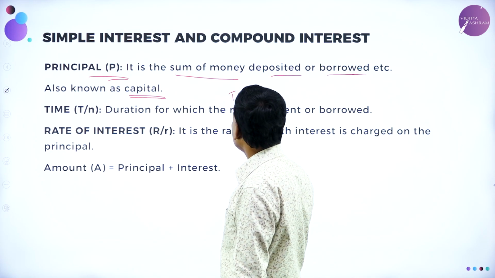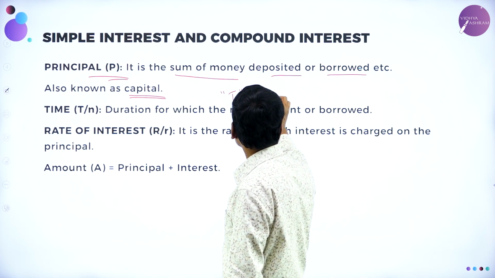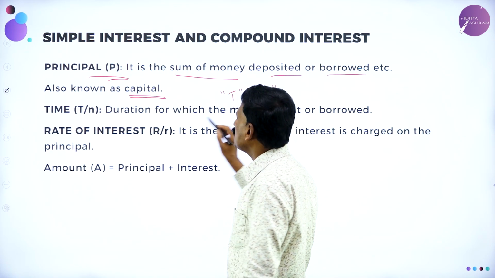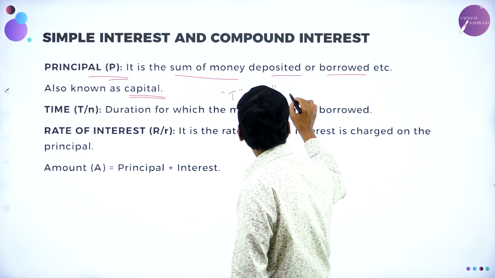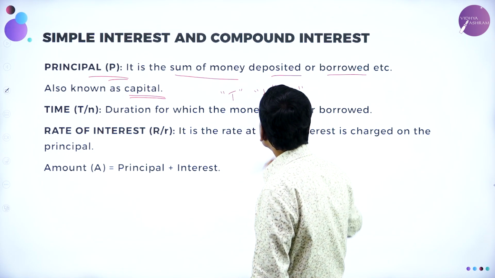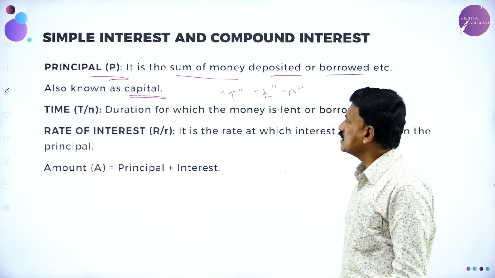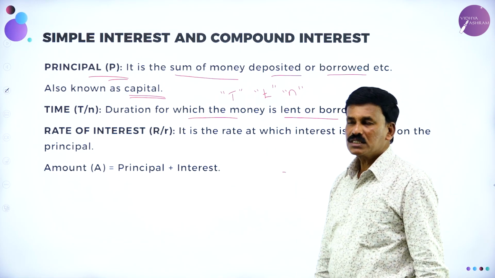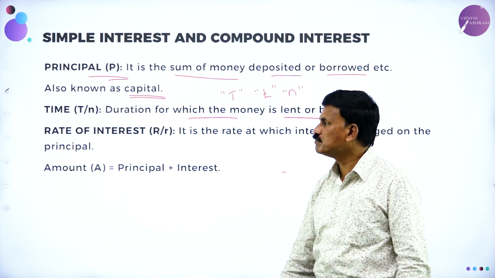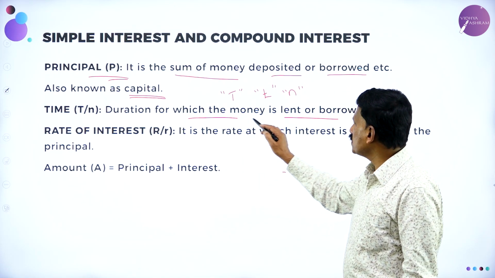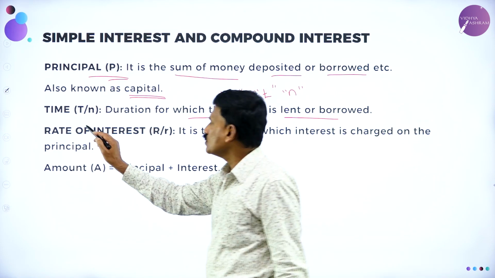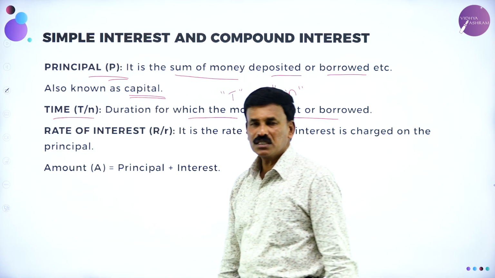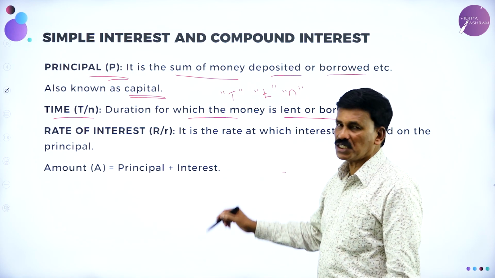Time is denoted as capital T or small t. The representation of time is capital T, or we can also represent it as small t, or even as small n. So here T and n, time is the duration for which the money is lent or borrowed. The duration, nothing but the time. The duration for which the money is lent or borrowed is known as the time period.